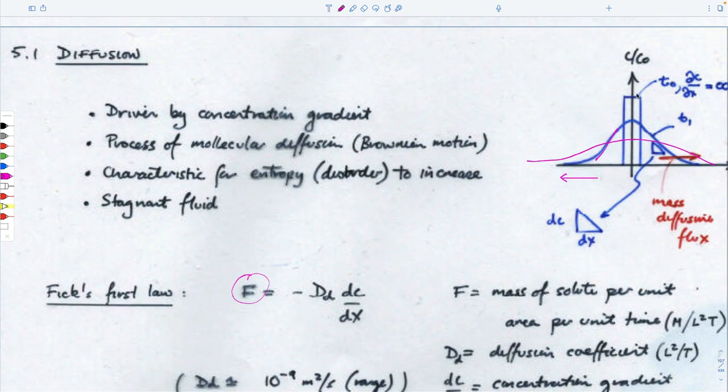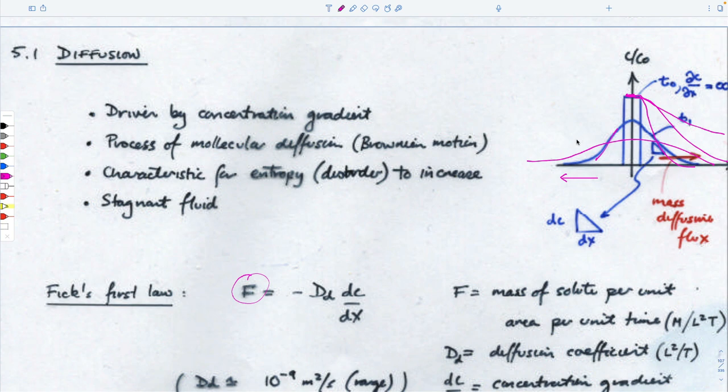We start off with the skyscraper. That represents the concentration at time t0. After time t0, we keep that skyscraper constant, and we allow this concentration gradient to change. At time 1, it would look like this. At time 2, it would look like this. At time 3, it would look like this. That's one way to look at it. So this is if we kept this concentration constant.